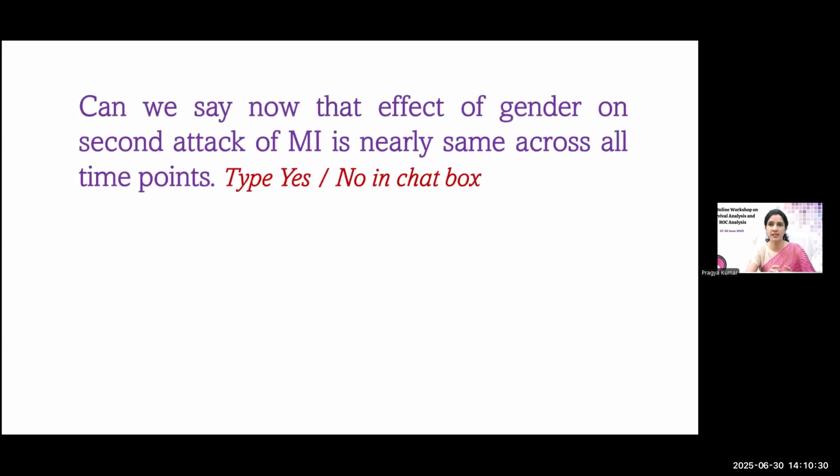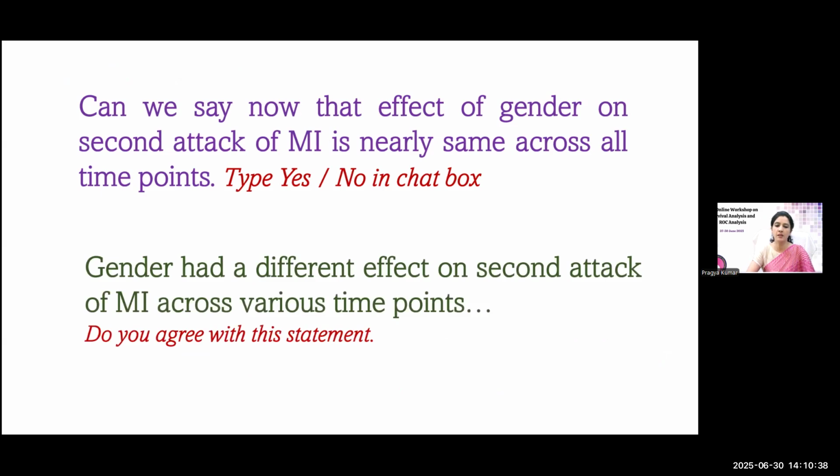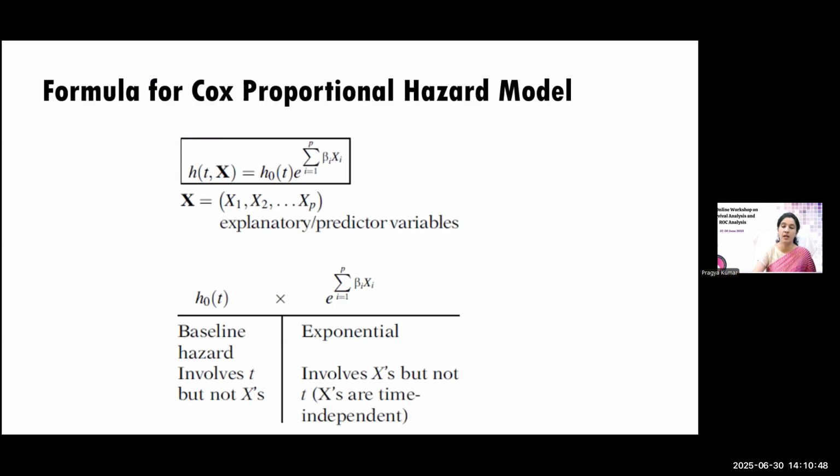So we can say that yes, the effect of gender on the second attack of MI is nearly the same as in the previous one, but then again gender has a different effect on the second attack of MI in the third example. Then we can say that no, because it was changing. So that's the concept of proportional hazard. Now coming to the formula.